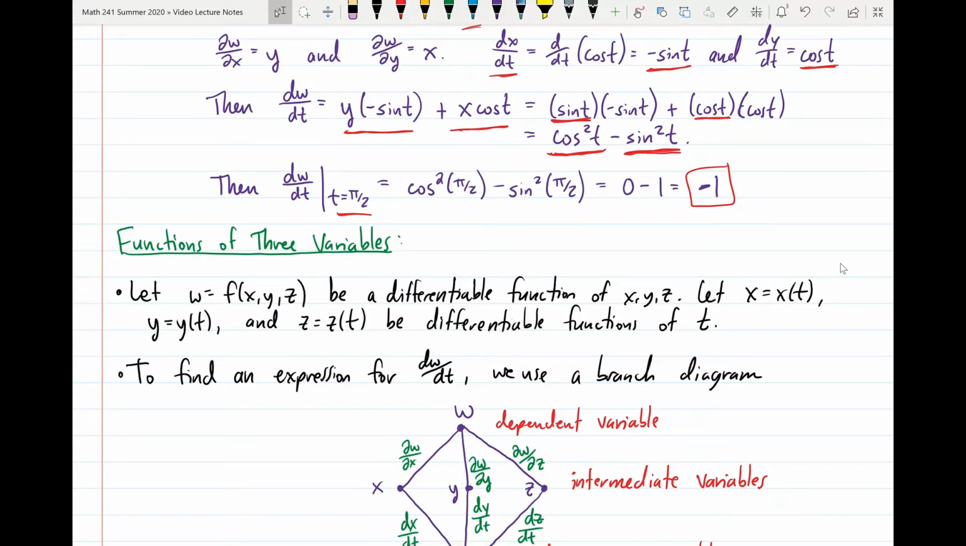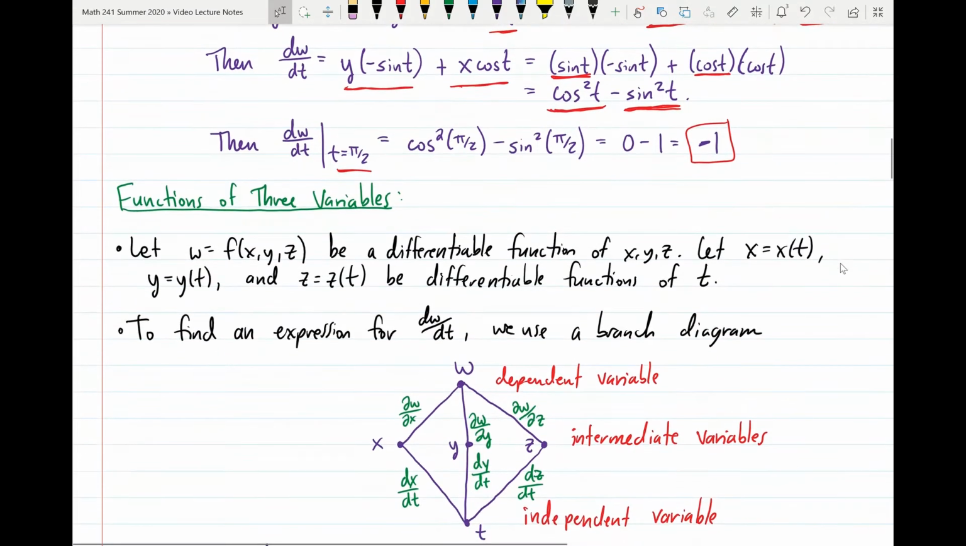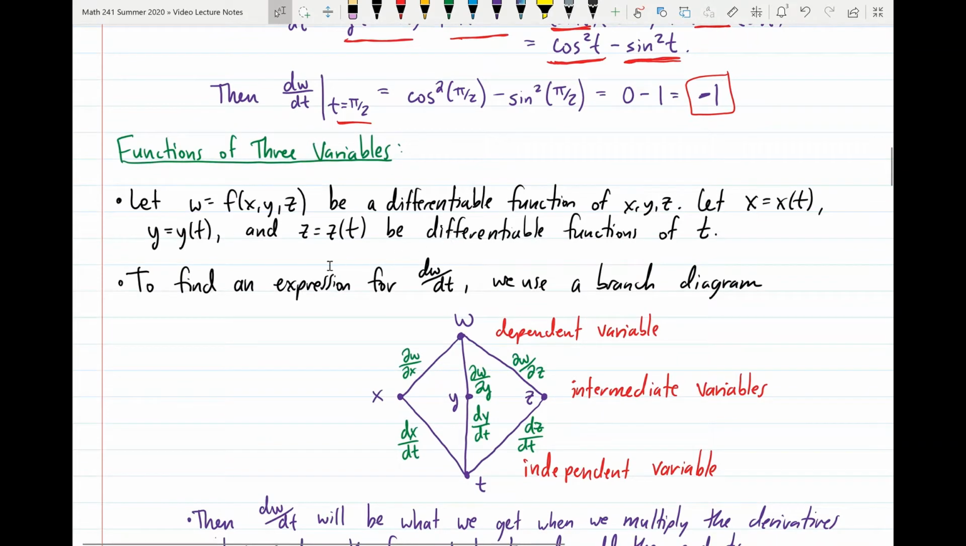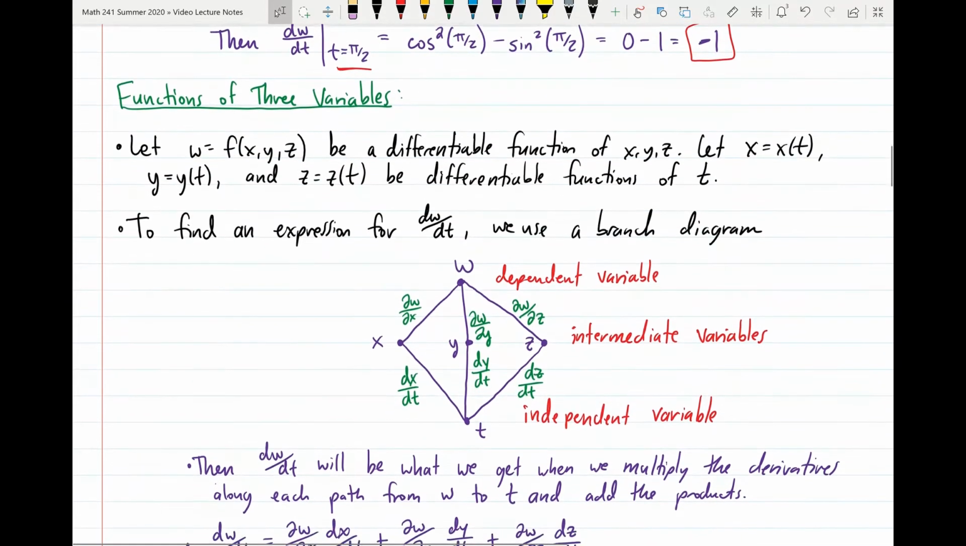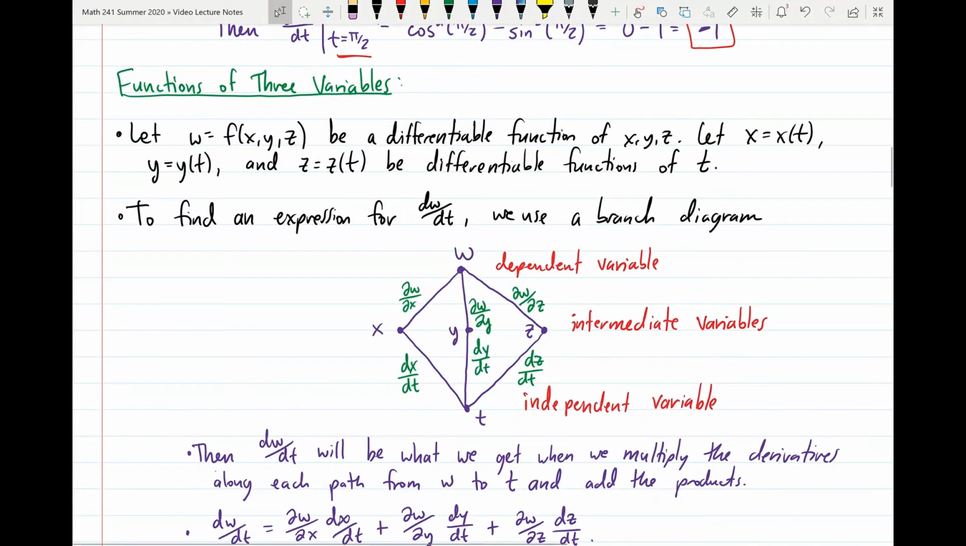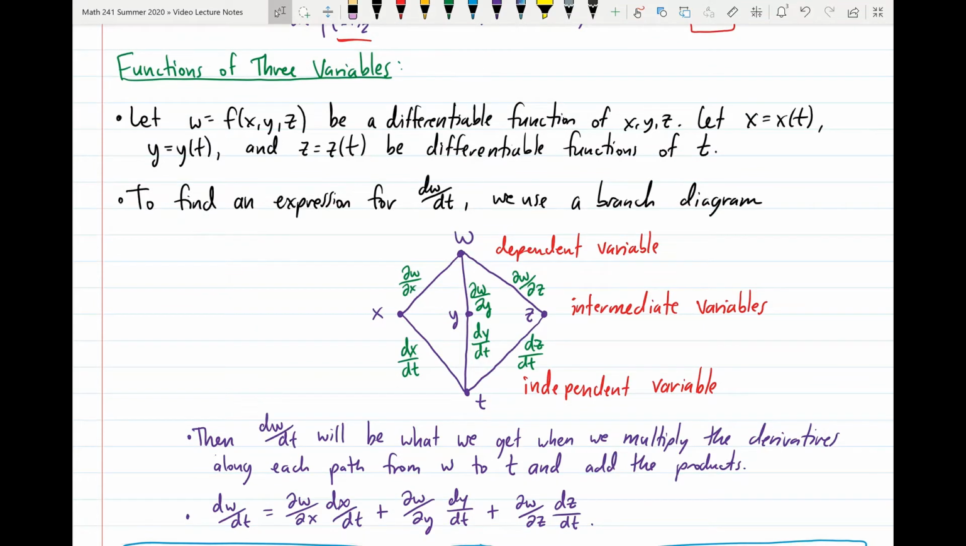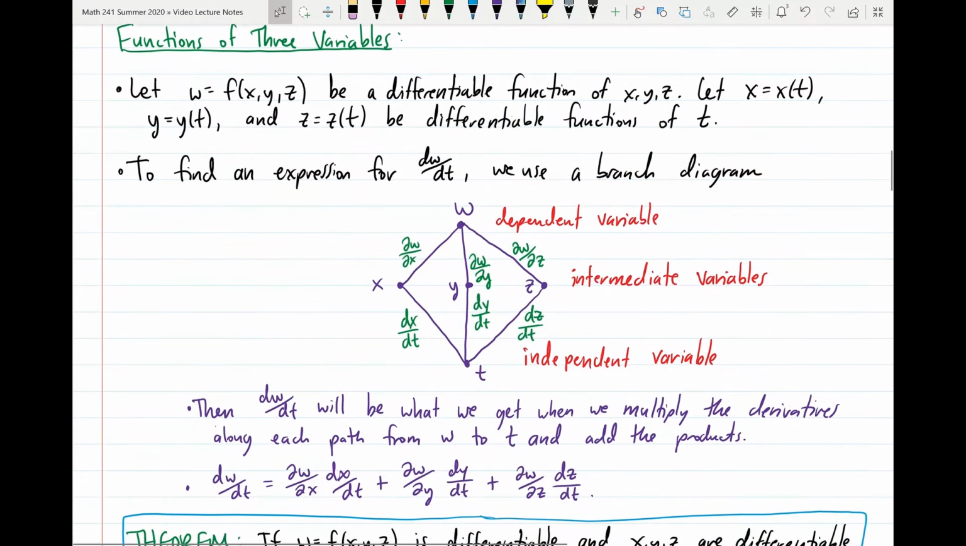Now, up until this point, we've been referring specifically to functions of two variables, but we also want to develop a chain rule for functions of three variables. So we're going to move into that for this upcoming section. So we're going to let w equal f of x, y, z be a differentiable function in the variables x, y, z. And we're going to assume that x, y, and z can all be written as differentiable functions in the variable t. And we want to find a chain rule so that we can take the derivative of w with respect to t. And to do that, we're going to use a branch diagram.